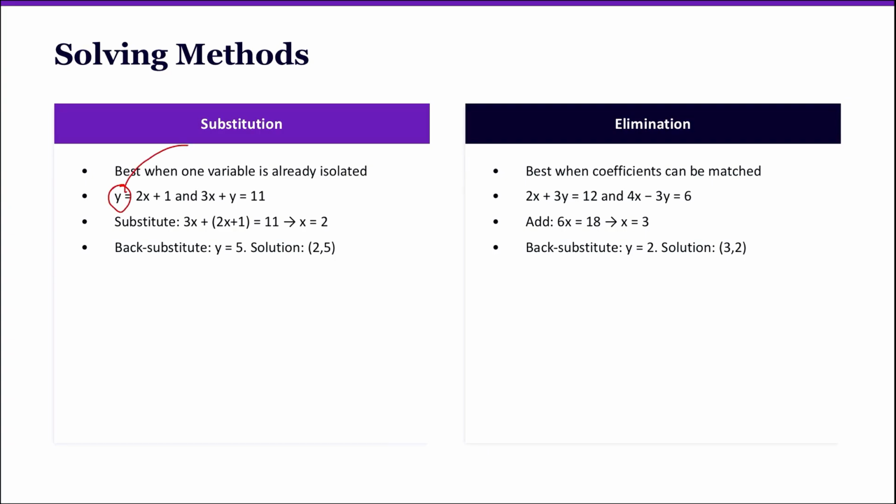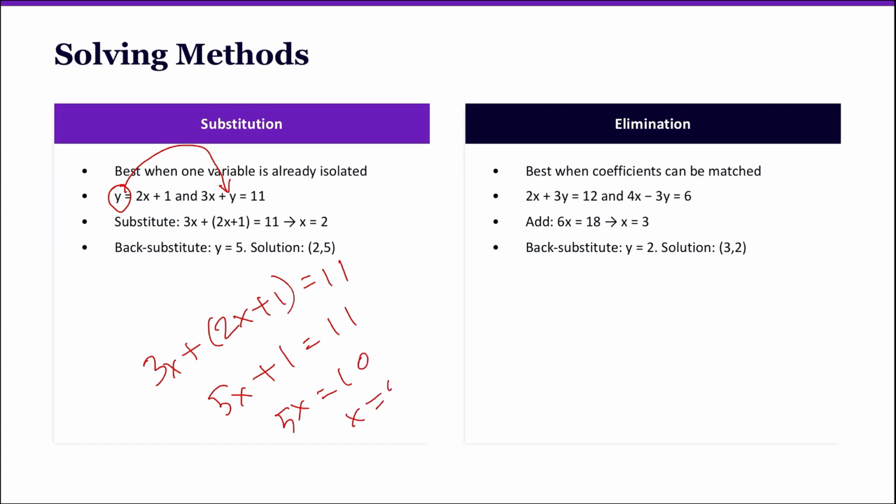means we can simply substitute this expression here in 3x plus y, and we get 3x plus 2x plus 1 is equal to 11, which gives us 5x plus 1 is equal to 11. So we know 5x is 10 or x is 2. And then you can find the y from there, of course, because you know y is equal to 2x plus 1. So that gives us y is equal to 5.